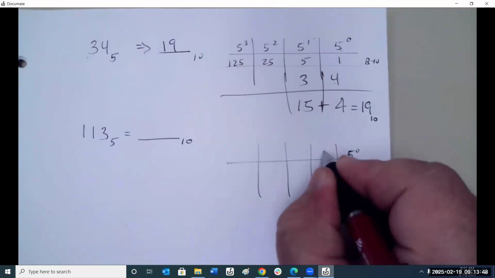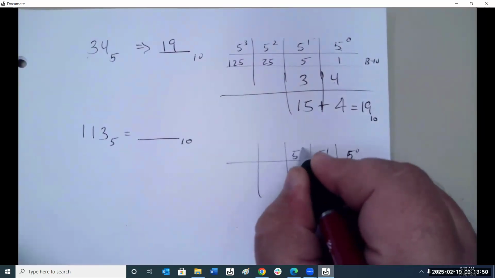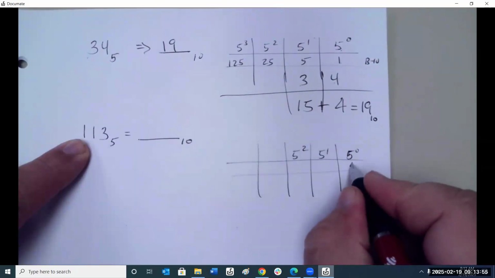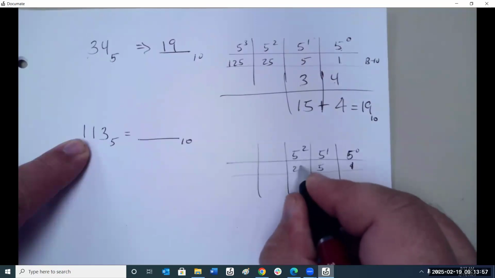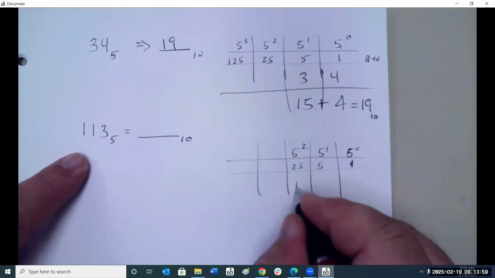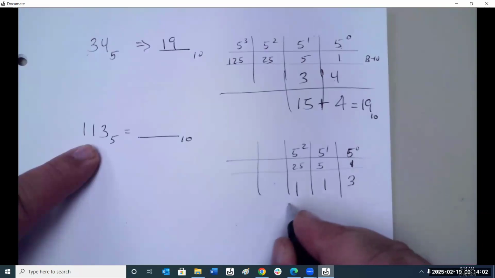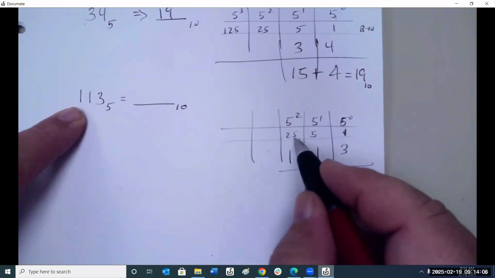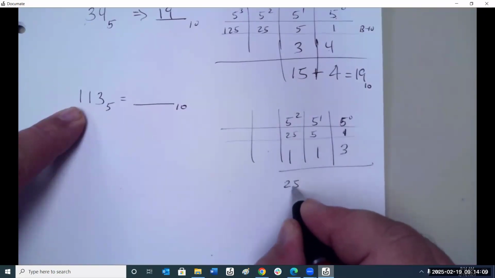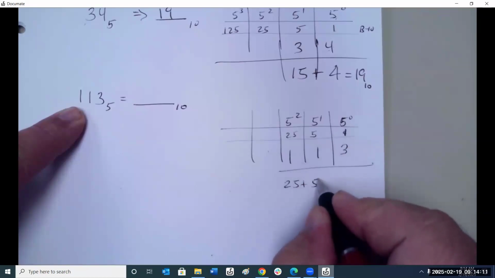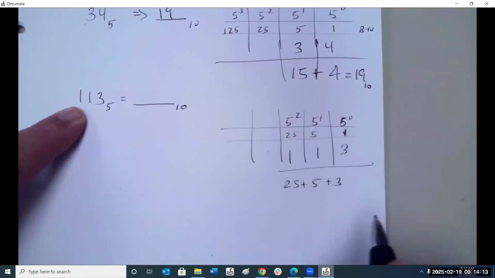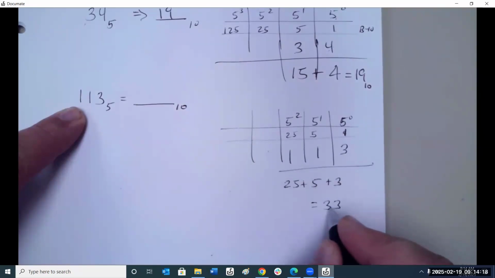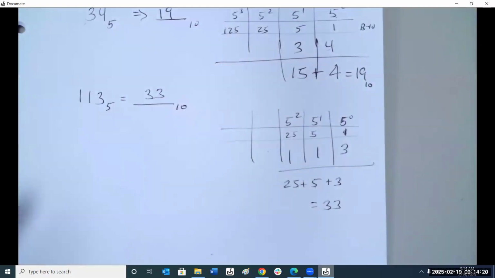So this is 5 to the 0, 5 to the 1, 5 to the 2, which is 1, 5, 25. There's my number, 1, 1, 3. This is the equivalence. 25 times 1 is 25. 1 times 5 is 5. 3 times 1 is 3. 25 plus 5 is 30. So it's 33 base 10.